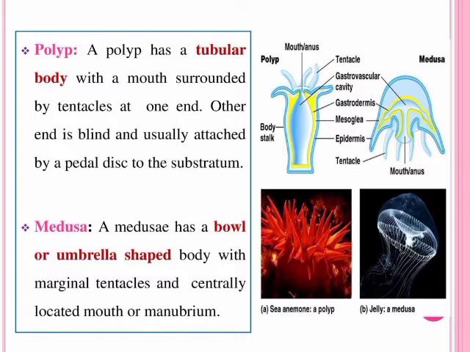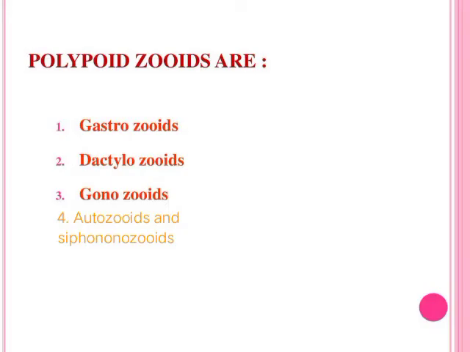Morphological variants of polyps. In colonial Cnidarians, there are various types of structurally and functionally different individuals called zooids. The zooids of a colony are organically connected or continuous. In fact, they are only morphologically modified polyps or medusa. The major morphological variants of polyps include gastrozooids, dactylozooids, gonozooids, autozooids, and siphonozooids.